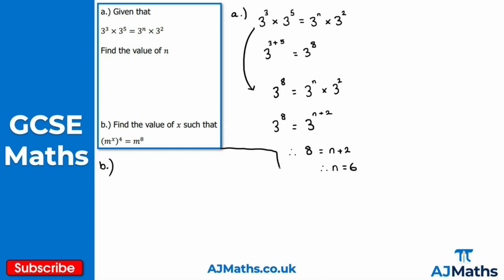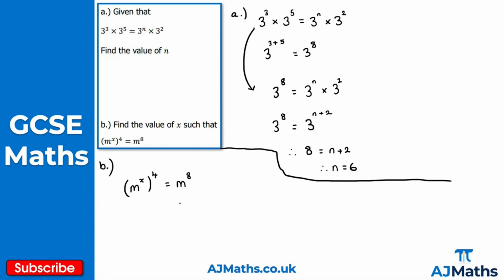Let's just box this off so we don't confuse ourselves. We're asked to find the value of x such that m to the power of x, all to the power of 4, is equal to m to the power of 8. Again, what I'm going to do to begin with is just write down this equation. I've got m to the power of x, and that's all raised to the power of 4, and that's equal to m to the power of 8.